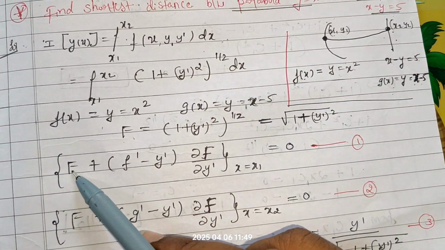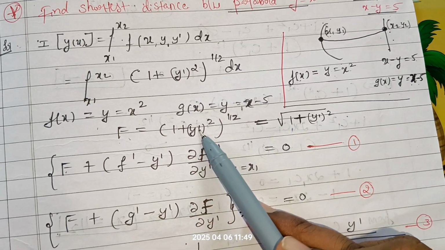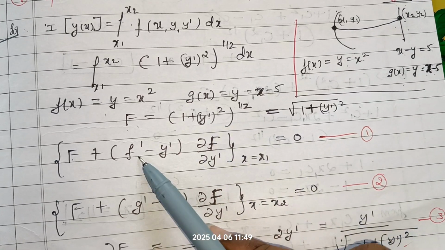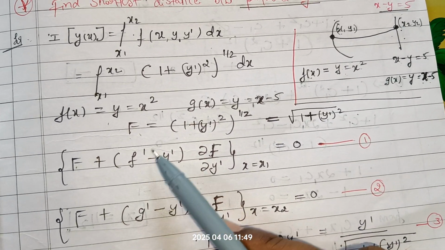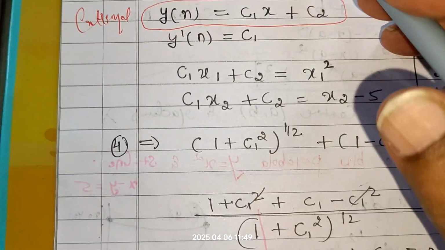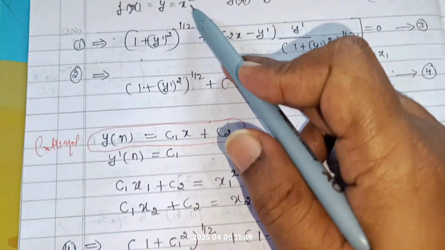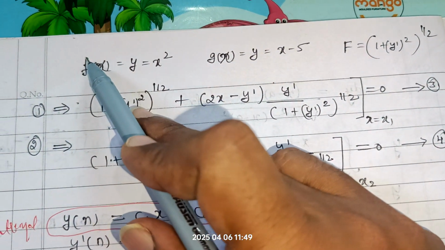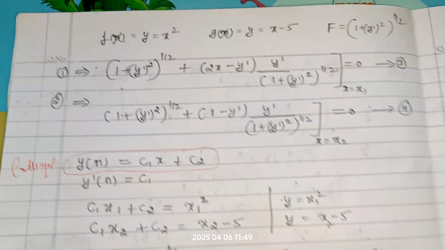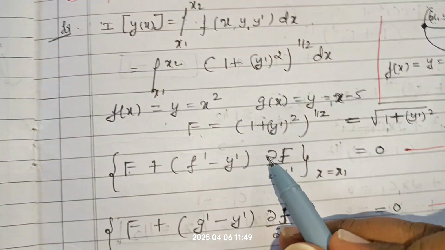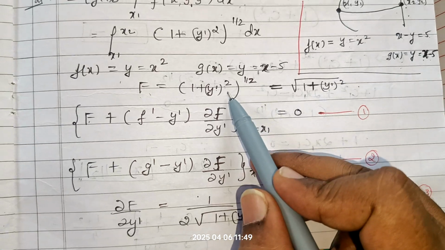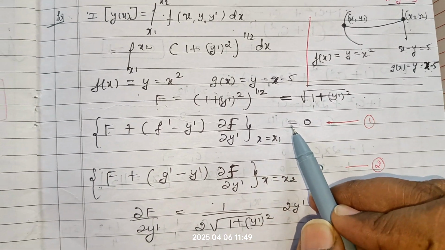So what you should do is substitute the value of f. For simplification you should substitute without the root. Then f': what is f'? Here you can observe we have considered this as f(x), so f' becomes 2x. Similarly y' keep as it is, as here we are having this y'. Then ∂f/∂y', which you just got, substitute here at x = x1, equal to 0.